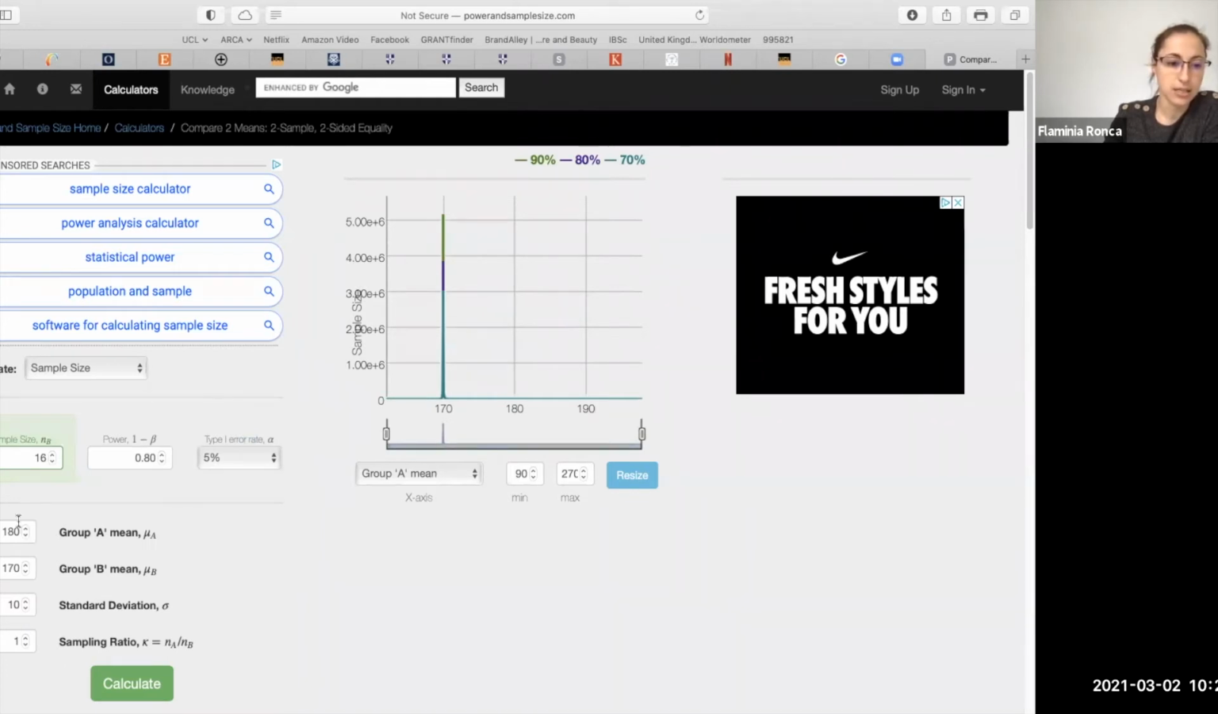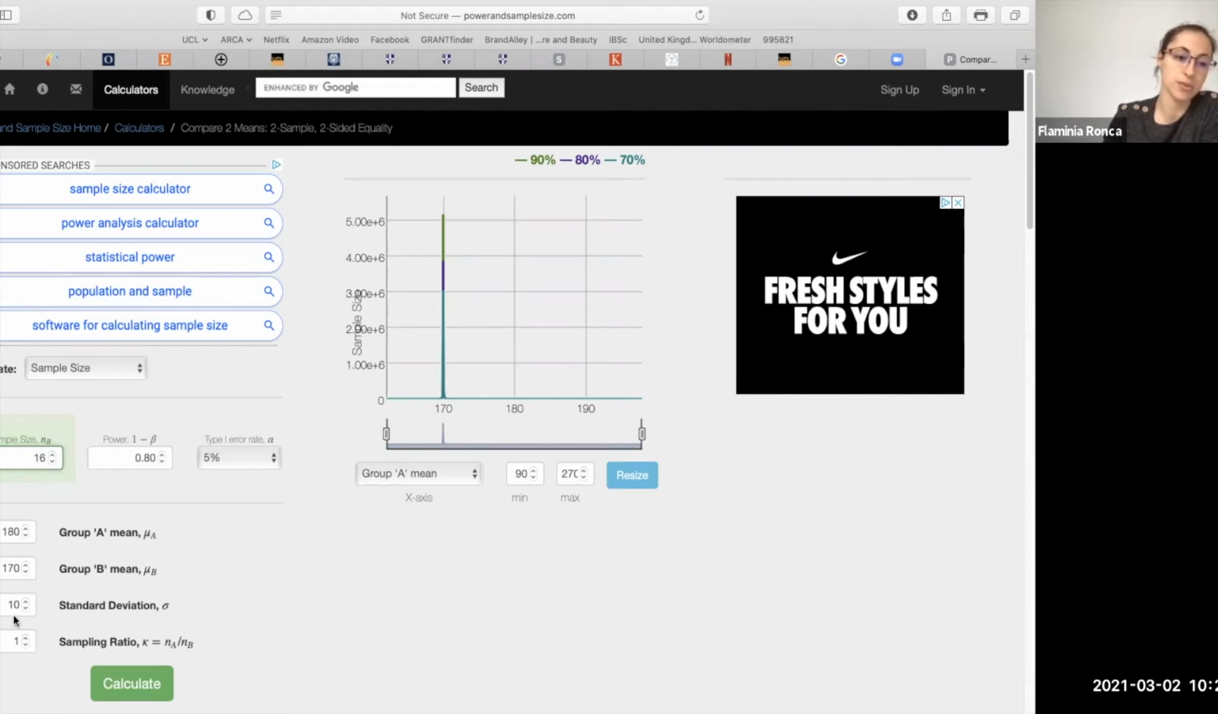So in this case, with this information, here it tells me how many participants I need, and it tells me I need 16 participants in my group B. So I'll need 16 participants in group A and 16 participants in group B, so 32 in total. That's what that's telling me.